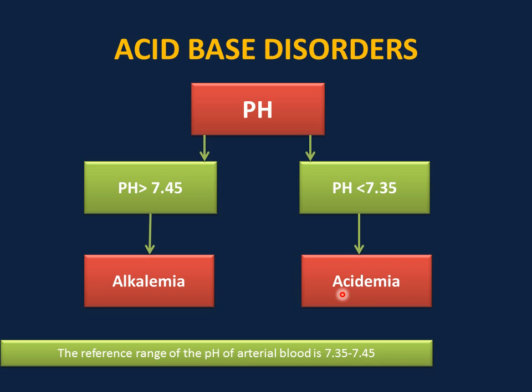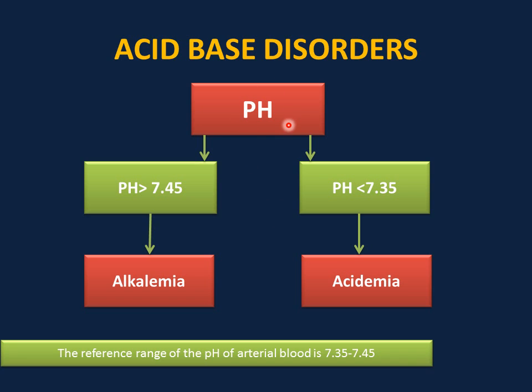So what's the difference between acidosis and acidemia? Acidosis is the driving force, or the process, towards the acidemia. What is the difference between alkalemia and alkalosis? Alkalosis is the process or the disorder driving the pH towards alkalemia. So alkalemia and acidemia are states of the arterial pH.